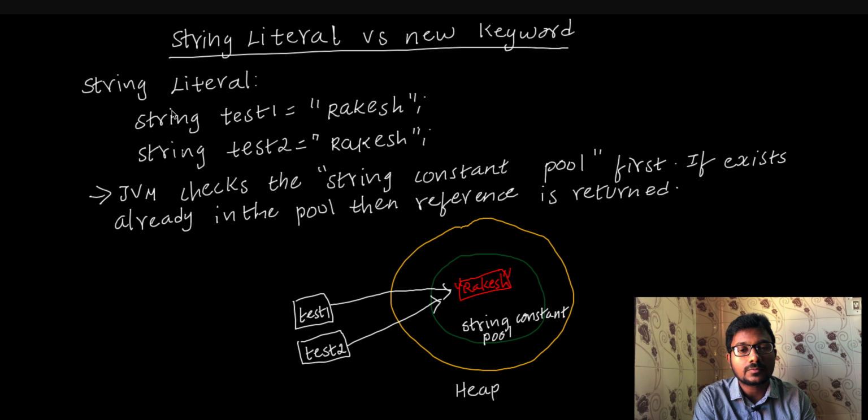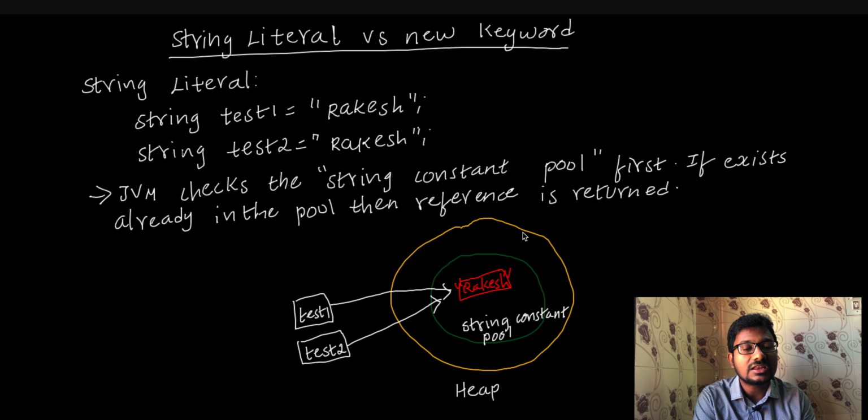This is the first approach by which we are creating strings: String test1 equal to Rakesh, String test2 equal to Rakesh. Here there are two variables, test1 and test2. Both have the same data, Rakesh. We know that it is the same data, but the JVM also knows the same thing. So what the JVM does is the following.